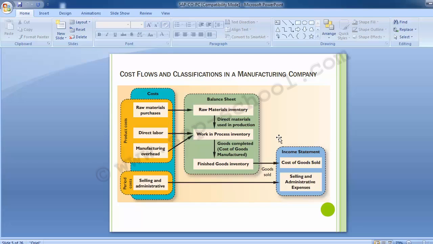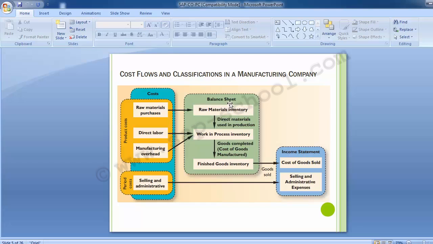And these are the cost of goods manufactured, or you can say finished goods inventory, which are sold later on to the customer. As the goods are sold, their costs are transferred from the finished goods over here. So you can see the arrow on the right hand side that the cost gets moved from cost of goods manufactured to cost of goods sold. This is how the value flows from one part to another.